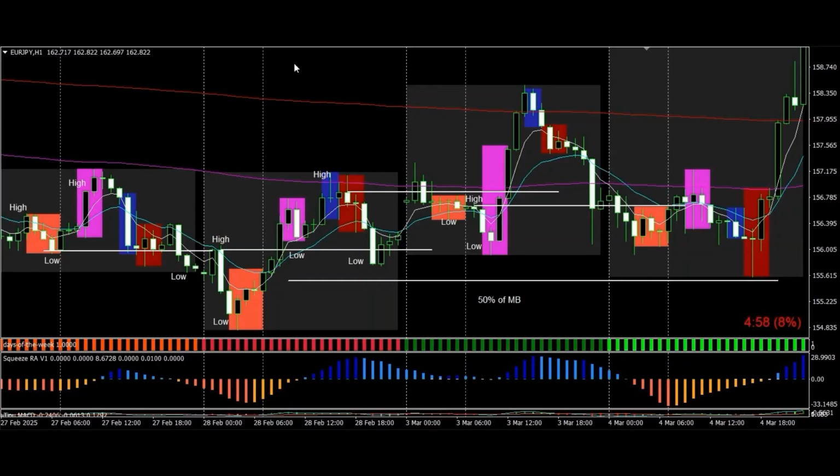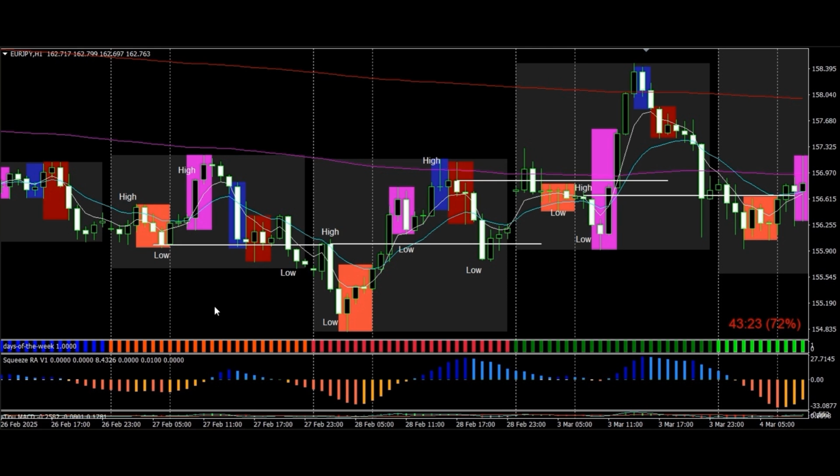We'll be going over a sequence of mitigation blocks during this 4-day time period. We'll also be using an hourly chart to look for our mitigation blocks, and then we'll move down to the 1-minute time frame. This is the Euro JPY. If we see here, you can recognize a high, a low, and a higher high. That creates a bearish mitigation block. Over here, you'll see a low, a high, and a lower low, and that creates a bullish mitigation block.